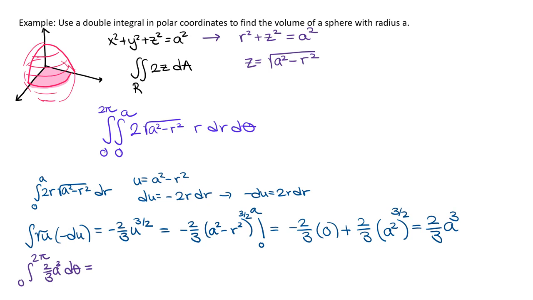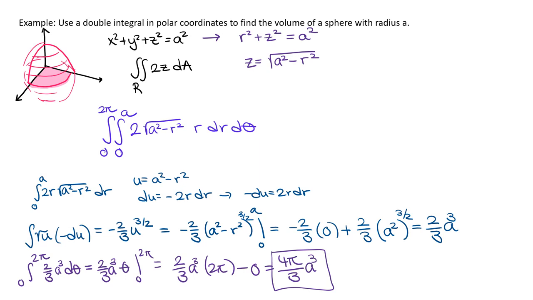That's my inside integral. And then I'm going to integrate that with respect to theta. So now I've got 2/3 a to the 3rd times theta. And then I'll plug in my bounds of integration, the 2 pi and the 0, and subtract them. And final answer, I got 4 pi over 3 times a to the 3rd.